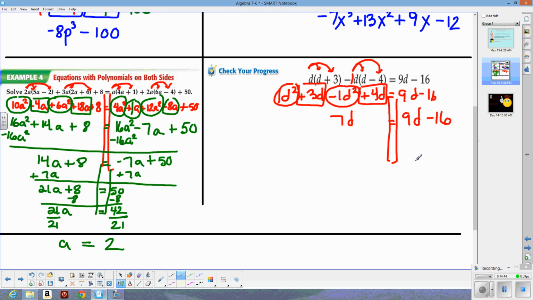Now we have variables on both sides. I'm going to get rid of this 9d by subtracting 9d from both sides. 7d take away 9d is negative 2d equals negative 16. Now divide both sides by negative 2. d equals positive 8.